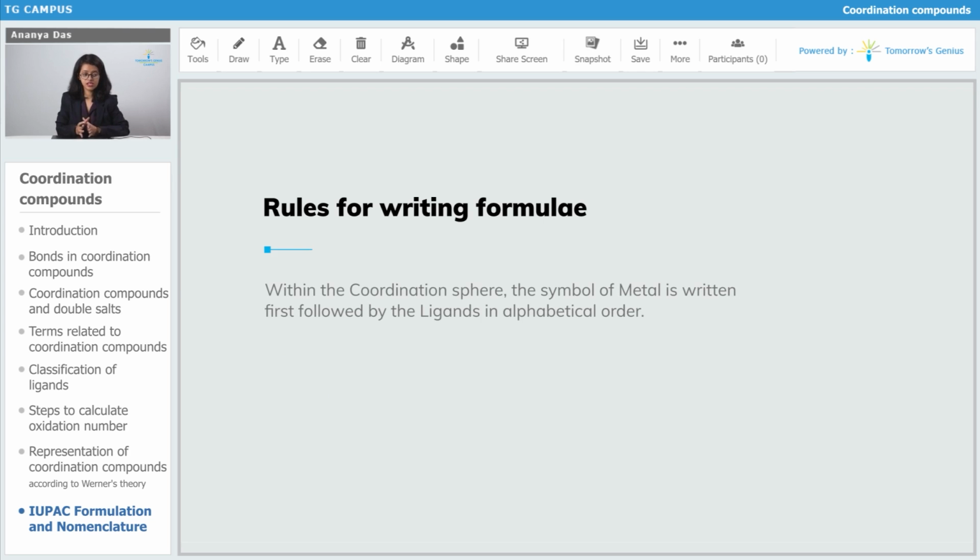The next rule is that within the coordination entity, the symbol of the metal is written first and then it is followed by ligands. Like you have a metal atom M and ligands L1, L2, L3, and so on. So first you write the metal and then it has to be followed by ligands. The next thing people ask is, how do you write the ligands? If I have H2O as a ligand as well as NH3 as a ligand, how do I know which one to write first? Do I write metal NH3 and then H2O, or metal H2O and then NH3?